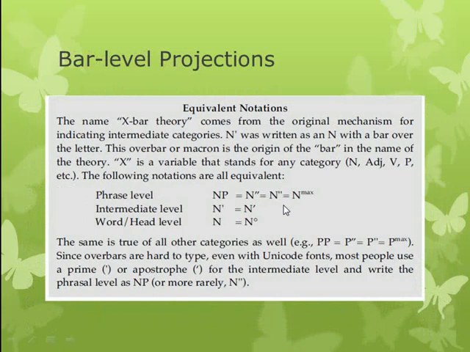Okay, so N bar in phrase level biasanya digambarkan dengan N and then two apostrophes, and then in the intermediate level N bar, and then in the word level N 0. But for this book we only use N bar.